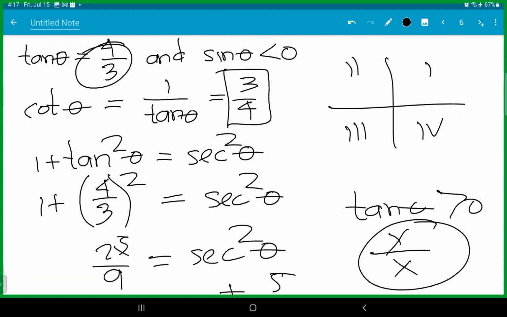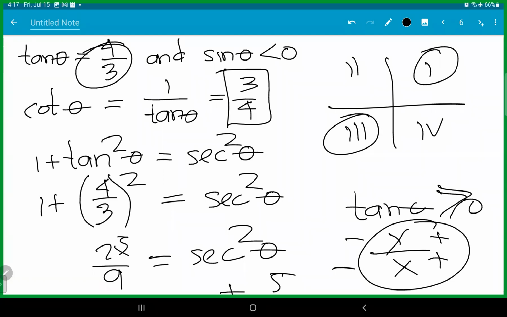Kung less than 0, magka-opposite ng sign. So kailangan pareho silang positive para maging positive yung tangent or pareho silang negative. So kung positive, positive, first quadrant. Kung negative, negative, third quadrant.